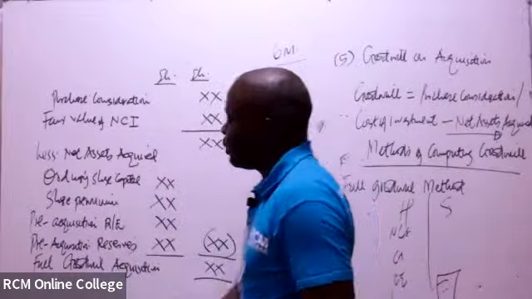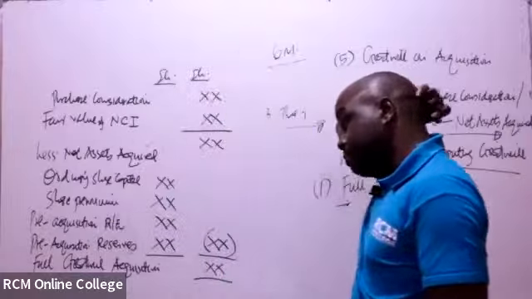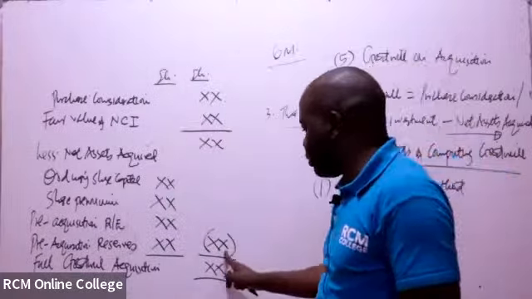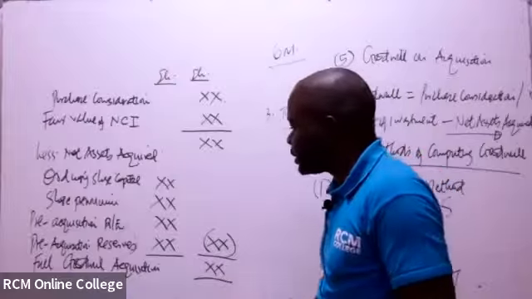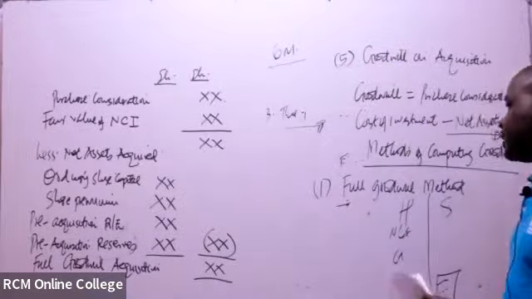But now these ones, you pick the ones that were there before the company was acquired. So you pick them, bring them here, you add, then you deduct. When you deduct, you get the full goodwill on acquisition. So in this case, you use the full goodwill method.